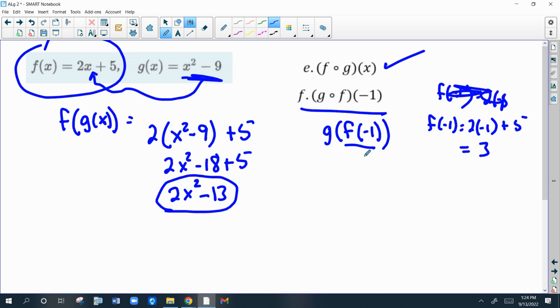So since f of negative 1 is 3, we can replace it with 3. So all we really have to do is g of 3. So now you just plug 3 in for g. G is x squared minus 9, so this would be 3 squared minus 9, or just 9 minus 9, and it turns out this is just 0. So that's how you do all the operations of functions, and I hope that helps.